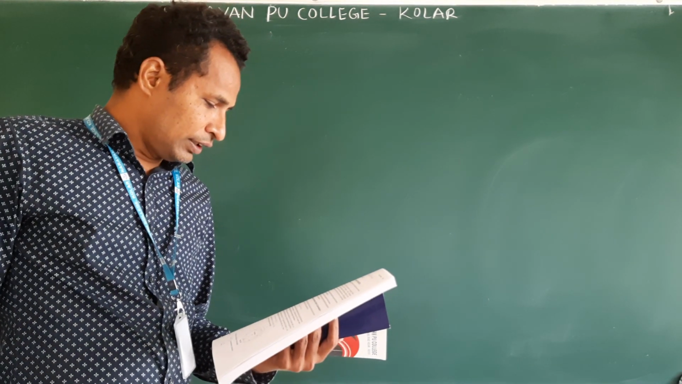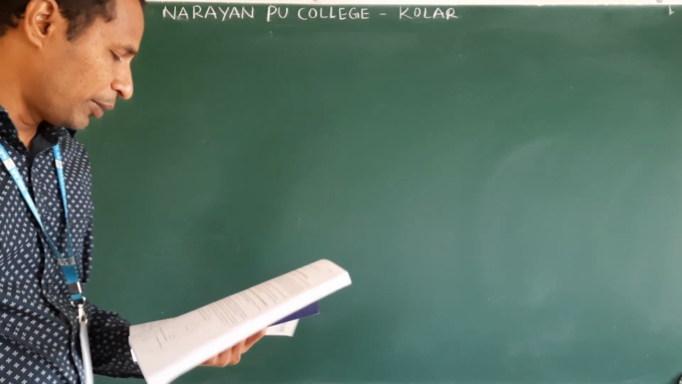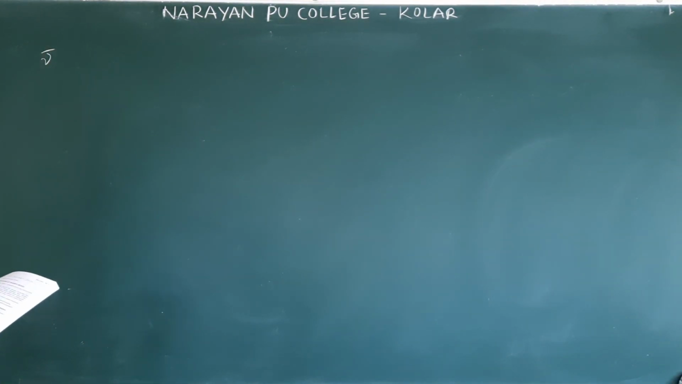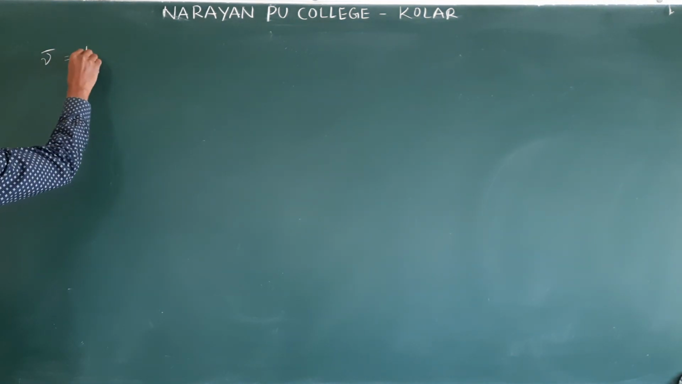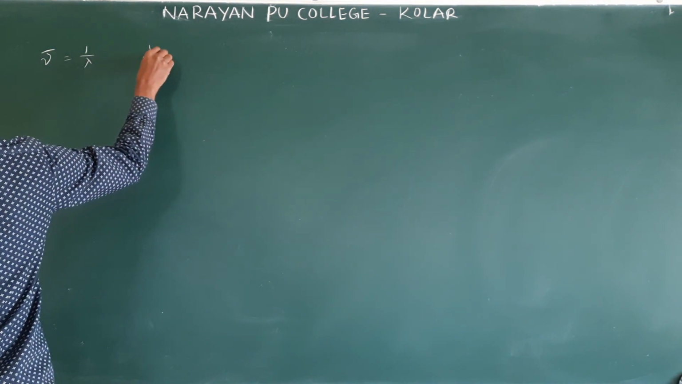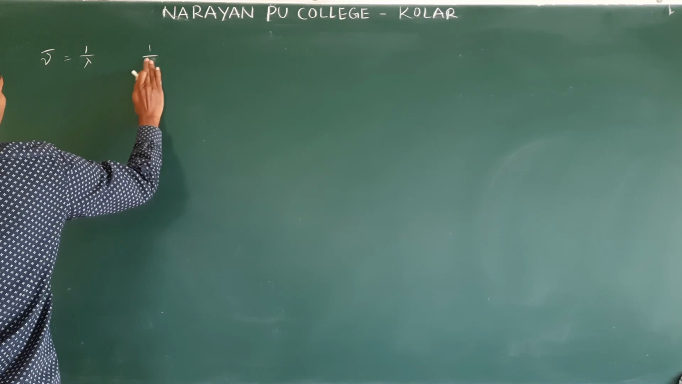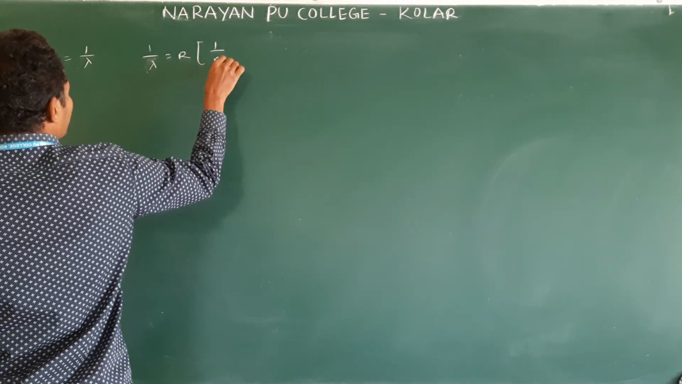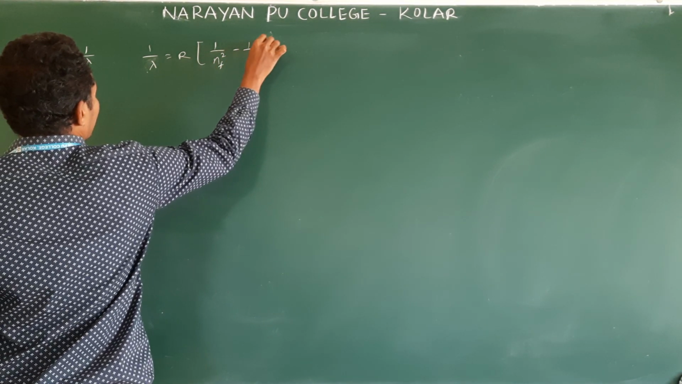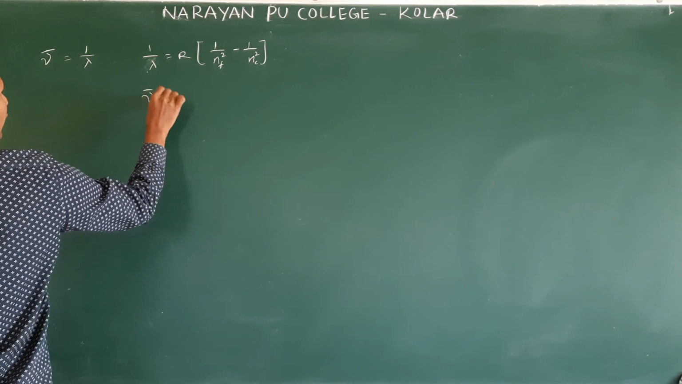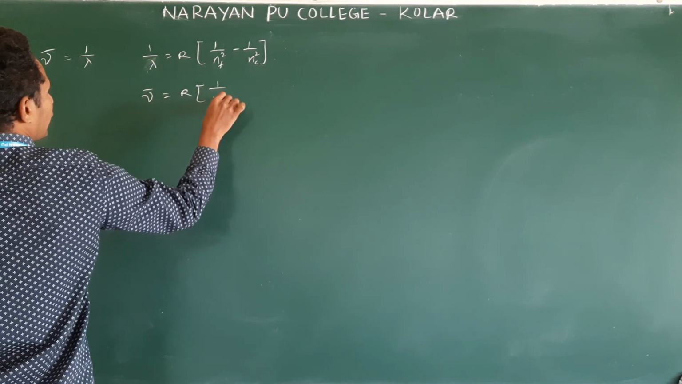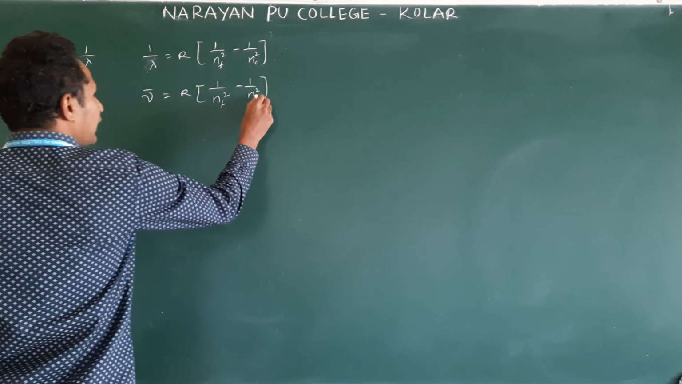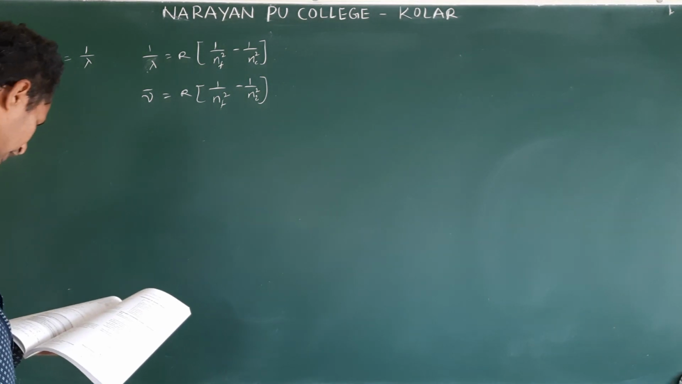Next one is wave number. This is nu bar, the wave number. This is the reciprocal of lambda. Already we have the 1 by lambda formula: 1 by lambda is equal to R into (1 by n_f square minus 1 by n_i square). This you can write as nu bar is equal to R, because 1 by lambda is the wave number. So from this also we can expect questions. This is n initial, this is n final.